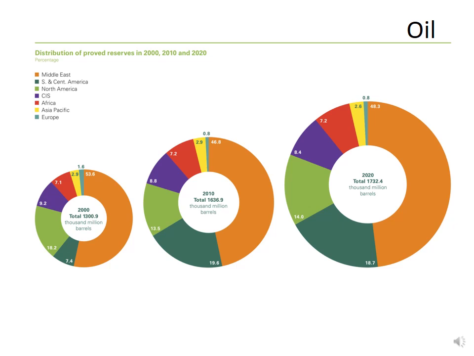Flash forward to 2020, the Middle East still has almost half of the proven reserves in the world, and the total proven reserves has gone from 1.3 trillion to 1.7 trillion barrels of oil. The big difference in terms of the makeup is that the South and Central America went from 7% of the world proven reserves to 18% with those big oil discoveries off the coast of Venezuela.